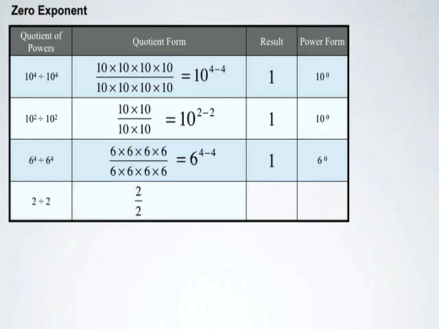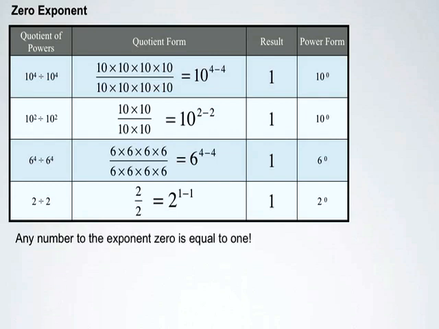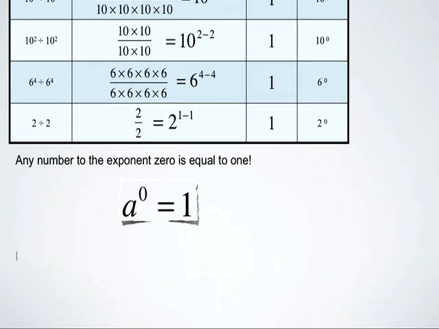What about 2 divided by 2? That would be 2 to the first divided by 2 to the first. It has to equal 1 because we know 2 divided by 2 is 1, and it would be 2 to the 0. So what we see is any number to the exponent 0 has to equal 1. A to the 0 equals 1 no matter what a is.